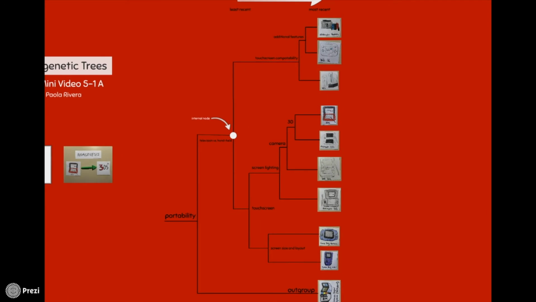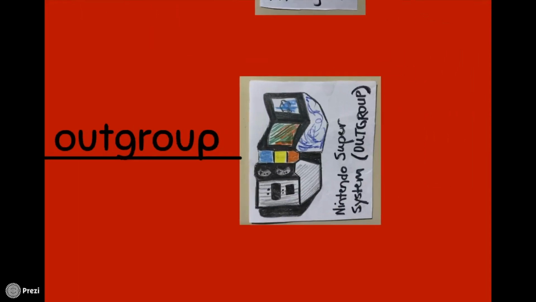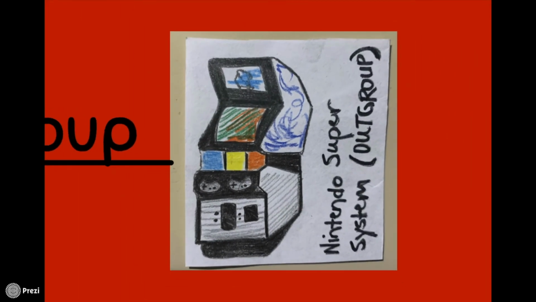To start a phylogenetic tree, an outgroup should be used to help root it. An outgroup is an OTU that is a distant relative to the rest of the OTUs. Incorporating an outgroup allows one to compare relationships between OTUs. In this tree, the Nintendo Super System, an arcade machine model, is the outgroup. While it is used to play games, it is not a portable system like the rest of the tree.